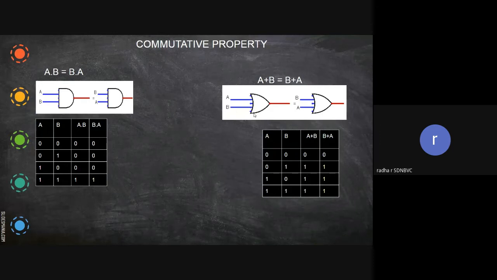And for this, you use the OR gate, 2 inputs and 1 output. Okay. So if you use these combinations, you'll be getting this answer. Now you have proved the commutative property of this.